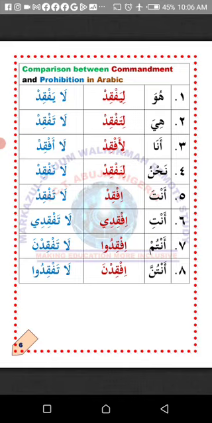Number 7. أنتم, all of you, referring to a group of male persons. افقدوا, you should all lose. لا تفقدوا, you should not lose. افقدوا, لا تفقدوا, not لا تفقدن. So افقدوا, لا تفقدوا. أنتن, all of you. افقدن, you should all lose. لا تفقدن, don't lose. So لا تفقدن, not لا تفقدوا. لا تفقدن for مؤنث and لا تفقدوا for مذكر. لعلك فهمت? I hope you understand.